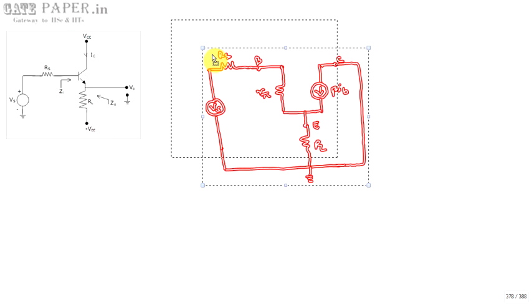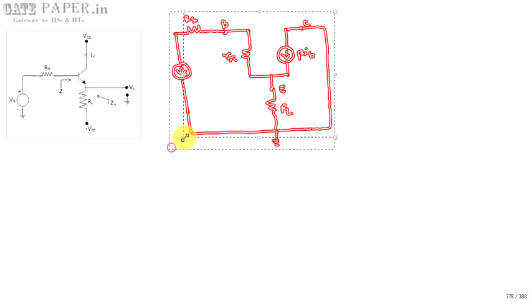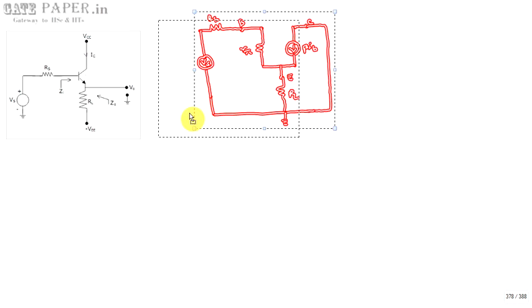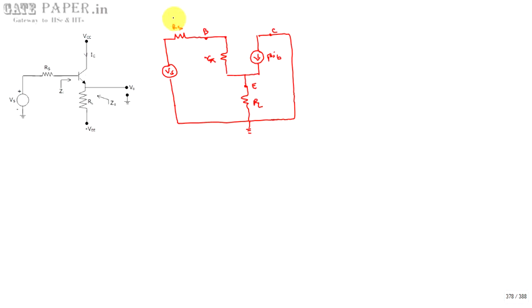Expression for Z0. This is the AC equivalent model. And now we are going to calculate Z0, the output impedance.